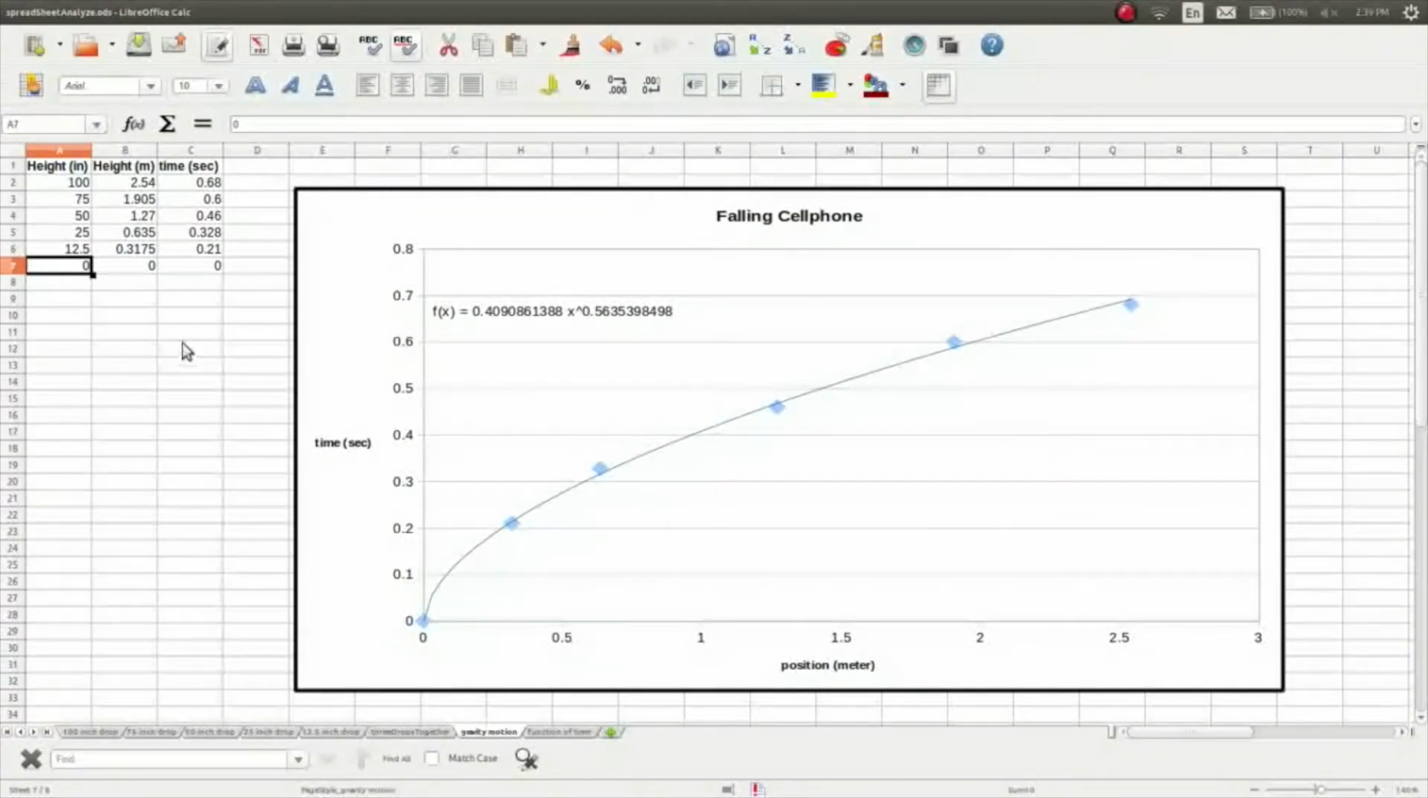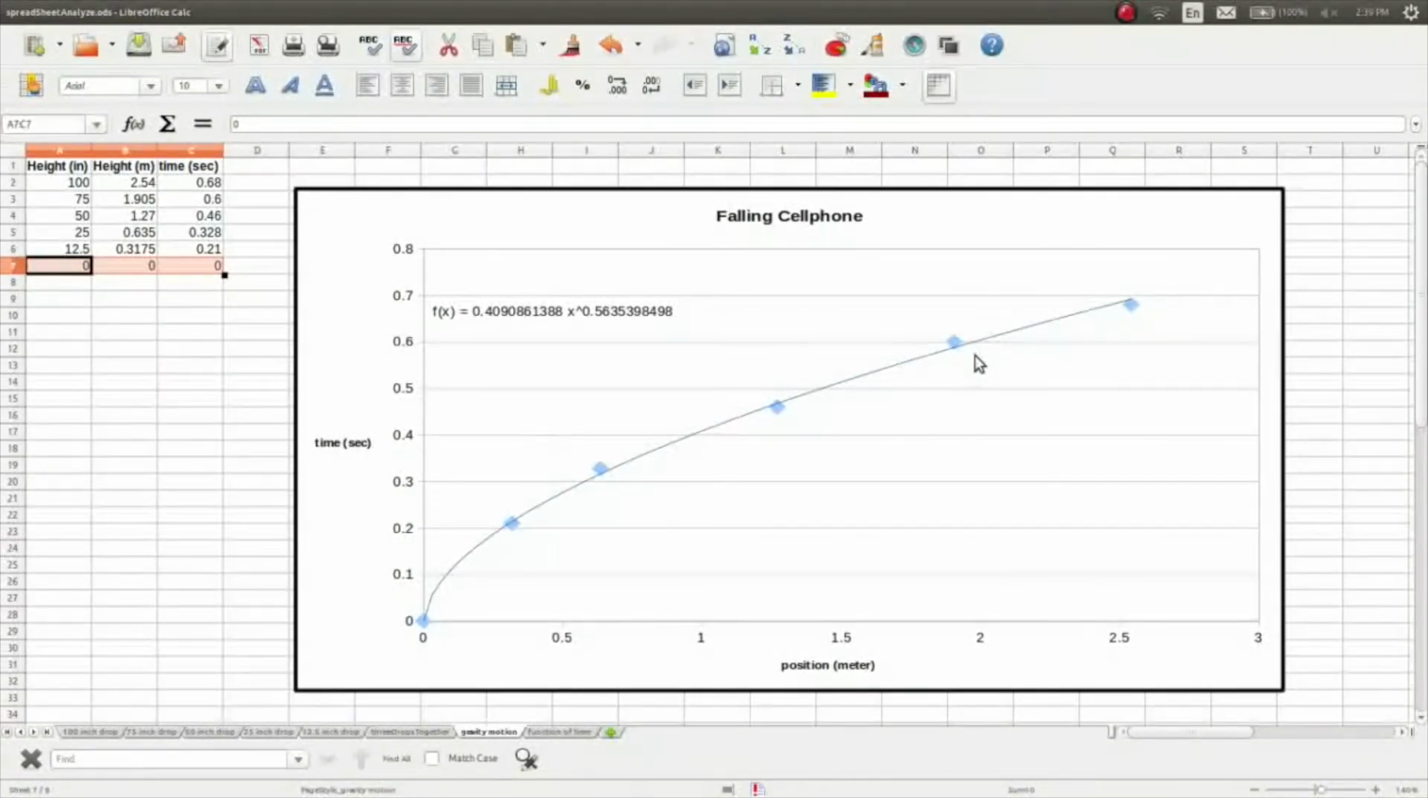And by now it is high time that we switch away from inches to meters as shown in the columns at the top left. We just multiply inches by 0.0254 to get meters. It also makes perfect sense to include a 0 point in the data. It is undeniably true that it takes 0 time to fall 0 meters.